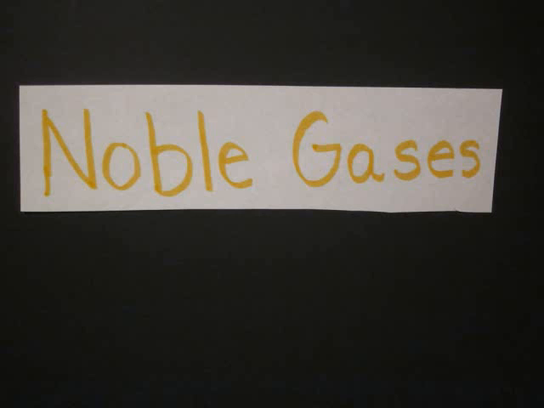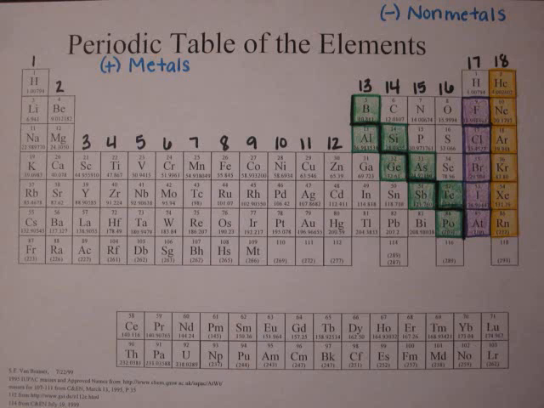The next special group of elements are your noble gases. These are in group 18 and you want to color them yellow. The noble gases are unreactive because they have 8 valence electrons and are stable and will not bond with others. They are always by themselves.